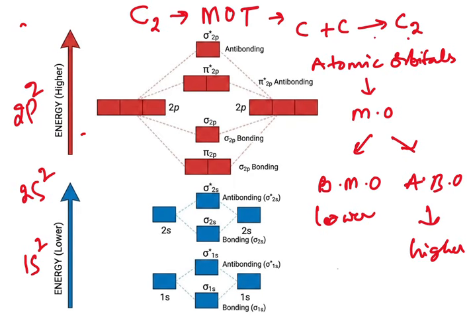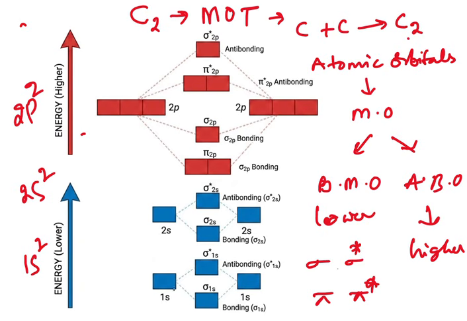When two carbon atoms overlap, the C2 molecule is formed. In the C2 molecule, two kinds of orbitals are formed, molecular orbitals we say. These molecular orbitals, bonding and anti-bonding, are indicated with sigma, sigma star, pi, pi star.